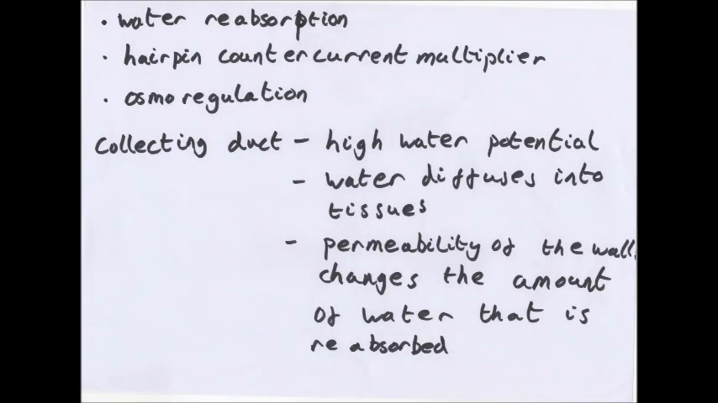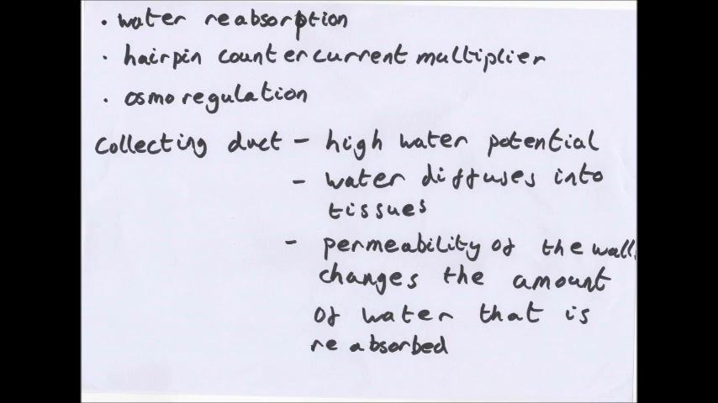So this means water reabsorption occurs. Now, the loop of Henle is known as a hairpin countercurrent multiplier. This is how a countercurrent multiplier works. Near the top of the ascending limb, sodium and chloride ions are actively pumped out into the medulla.